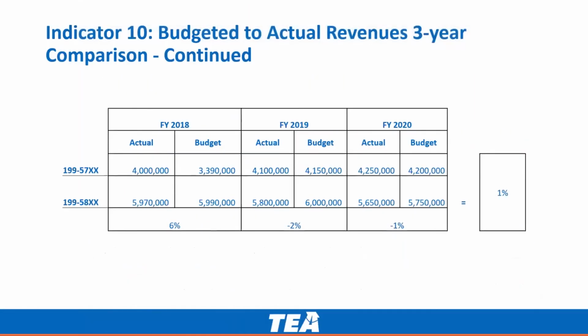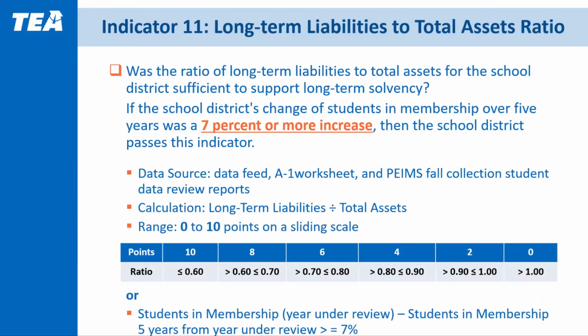And then this is just a sample calculation of how we were doing it. Indicator 11 is your long-term liabilities compared to total assets. Once again, it comes from the A1 worksheet, so your government-wide statement. And this one does have an alternative calculation. If you grew by 7% or more in a 5-year period, then you would pass this indicator, even if your liabilities are greater than 1 compared to your total assets.